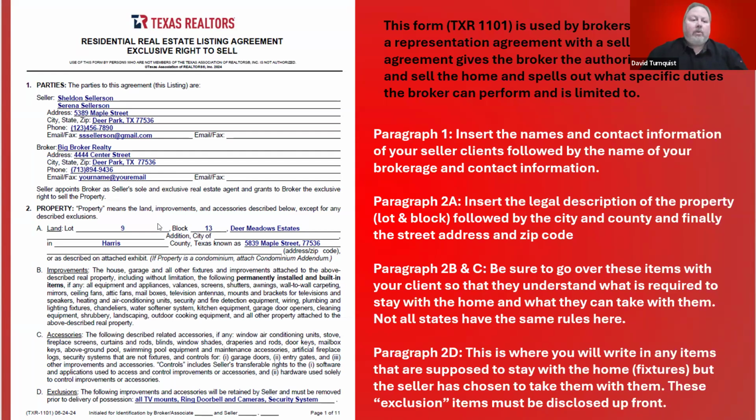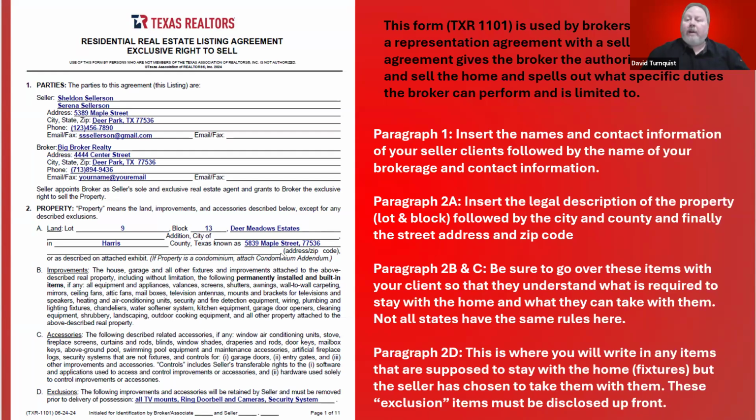All right, in paragraph 2, you need to put the legal description. You can get that from the tax website or other sources, but make sure you have everything on there. In this case, it's lot 9, block 13 of Deer Meadows Estates. Okay, there's an error here. Sometimes even I make a mistake. There should be a city here. I didn't put it in this sample, but let's just say City of Houston in Harris County.